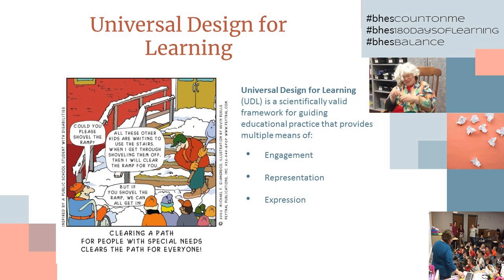So the goal is to produce expert learners who are purposeful and motivated, resourceful and knowledgeable, and strategic and goal-directed. Universal design for learning provides flexibility in ways information is presented, in the way students respond or demonstrate knowledge and skills, and in the way students are engaged. It reduces the barriers in instruction, provides appropriate accommodations, supports, and challenges, and maintains high achievement expectations for all students, including those with disabilities, as well as students who are limited English proficiency.